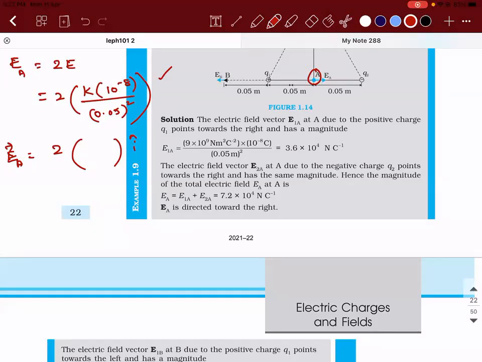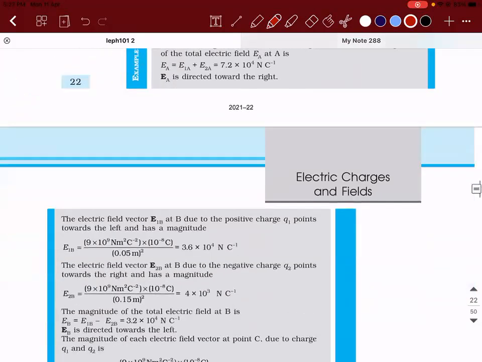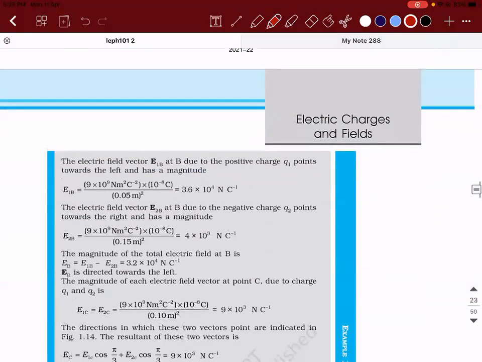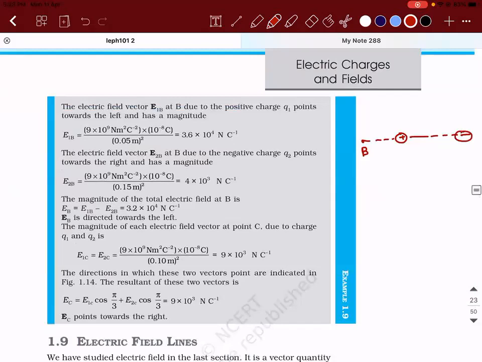So the direction: for the positive charge, it's away from it, and for the negative charge, it is towards it. So we should subtract. If you take the positive charge, the electric field at this point is away from it, and if you take the negative charge, the electric field is towards it. If I take this as 1 and 2, this is E1 and this is E2. So the net electric field will be equal to E1 vector plus E2 vector.